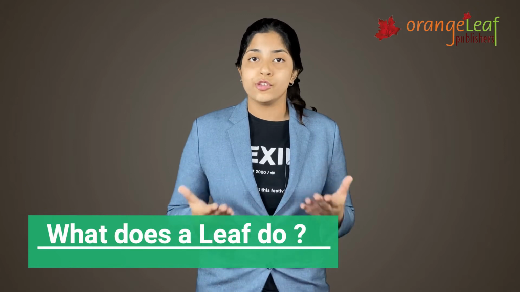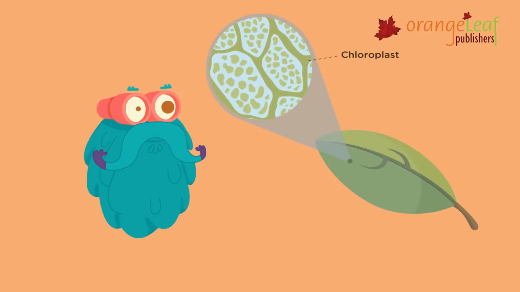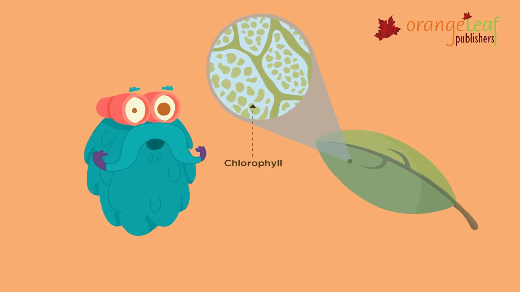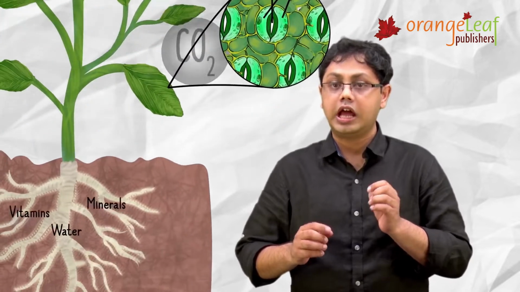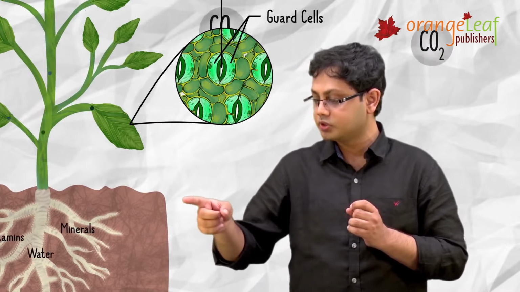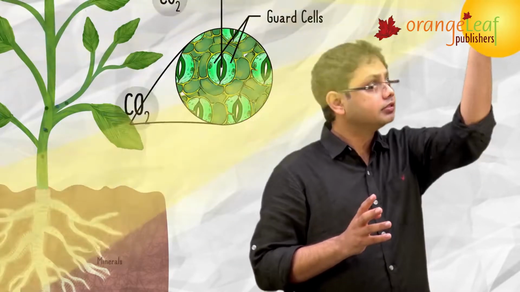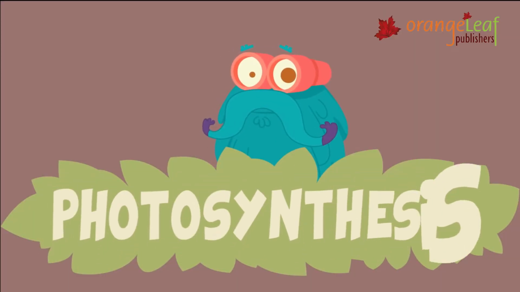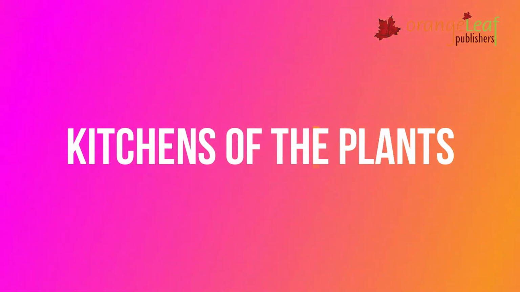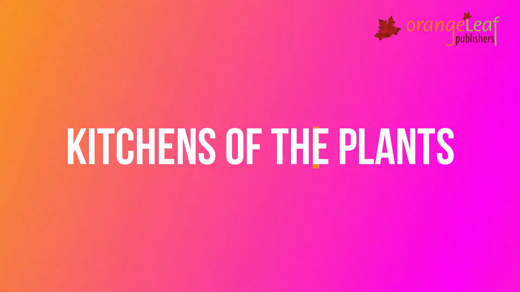What does a leaf do? Leaves carry out some important jobs for the plant. Leaves make food for the plant. All green leaves have a pigment called chlorophyll. Leaves are green because of this pigment. Leaves combine carbon dioxide, water, and chlorophyll in the presence of sunlight to make food. This process is called photosynthesis. Since the leaves make the food for the plant, they are called the kitchens of the plant.